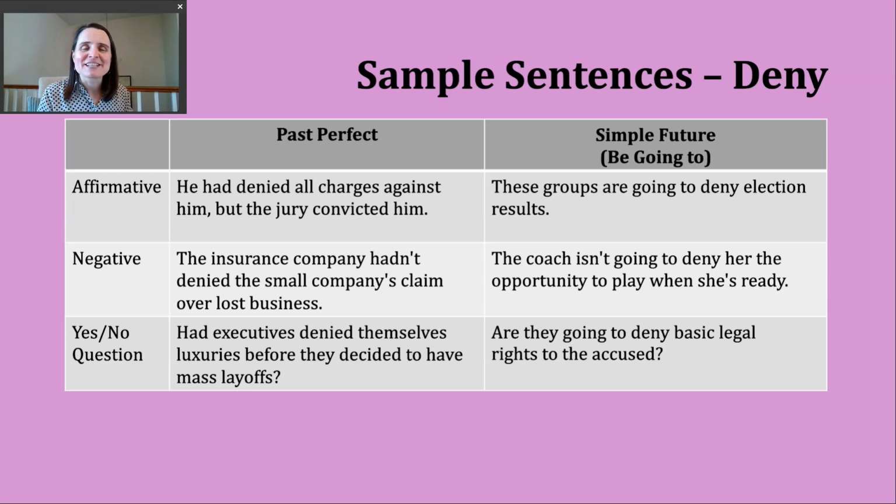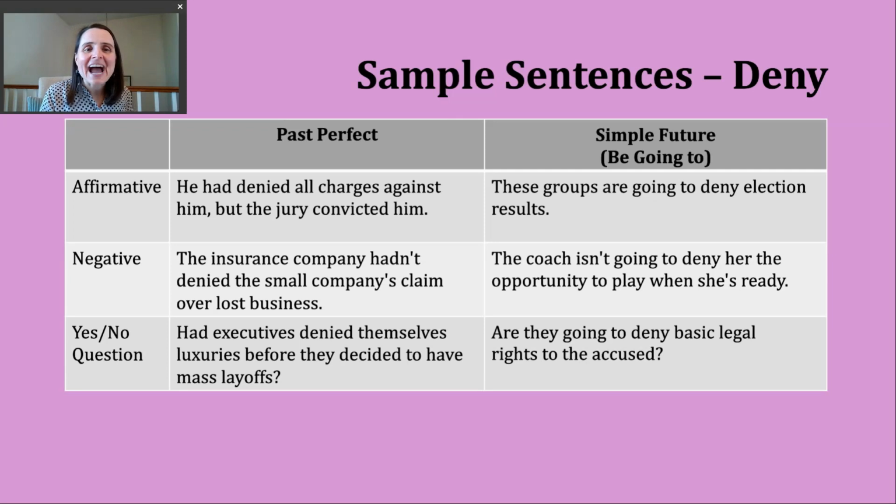In the negative, to make a past perfect sentence, I'm going to have my subject, then I'm going to use had not, and then the participle form of the verb. Here's another example. The insurance company hadn't denied the small company's claim over lost business. So this might tie back to our second definition. Here we're saying they had not prevented this particular claim or this particular benefit.